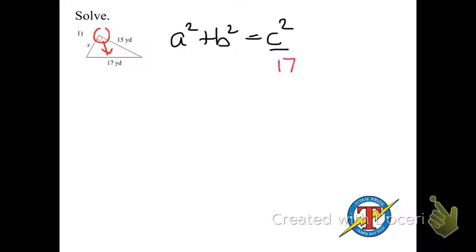So 17 squared has to go here. a and b are the two others, and it doesn't matter which one you write first. So x squared plus 15 squared. Okay, that's the Pythagorean Theorem. It helps you find the length of a missing side.